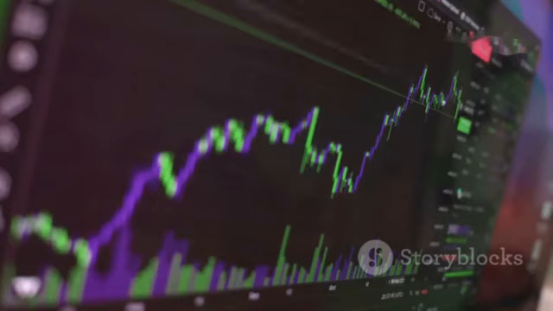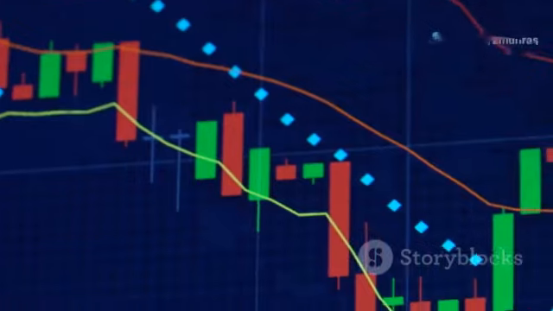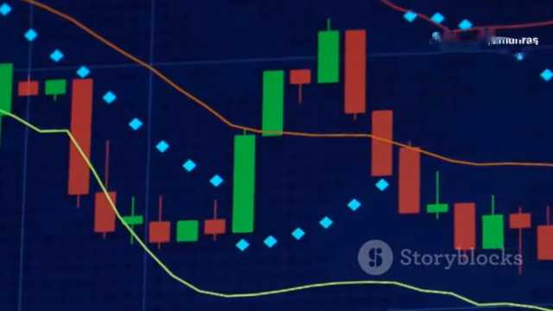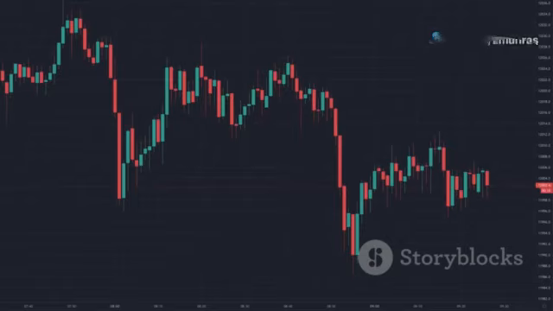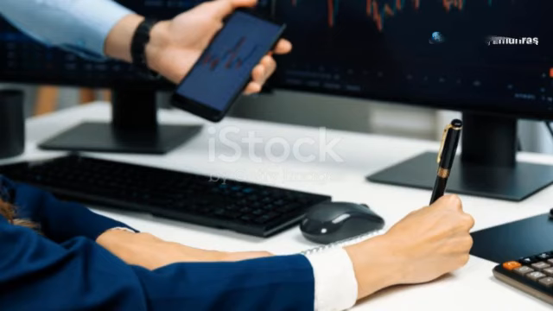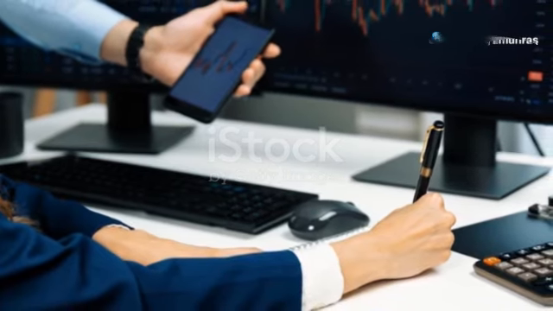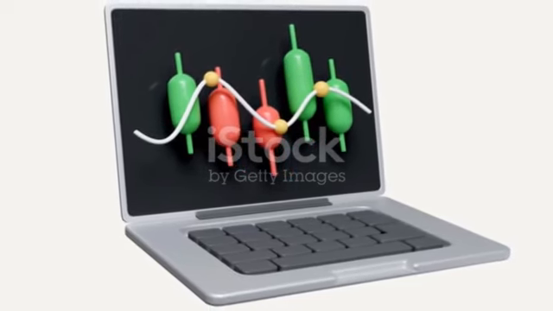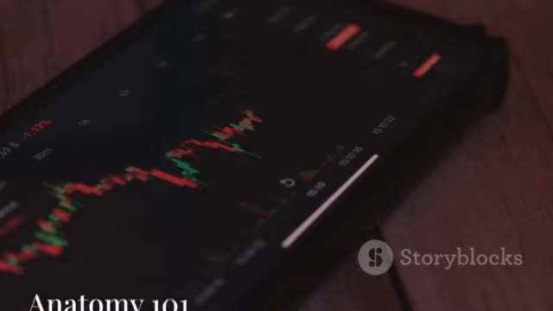So, what exactly are candlestick charts? Well, they're basically a visual representation of price action over a specific period of time. Each candlestick tells a story, revealing the battle between buyers and sellers in the market. By learning to read these stories, you can gain valuable insights into market sentiment and make more informed trading decisions. Trust me, once you get the hang of candlestick patterns, you'll wonder how you ever traded without them.